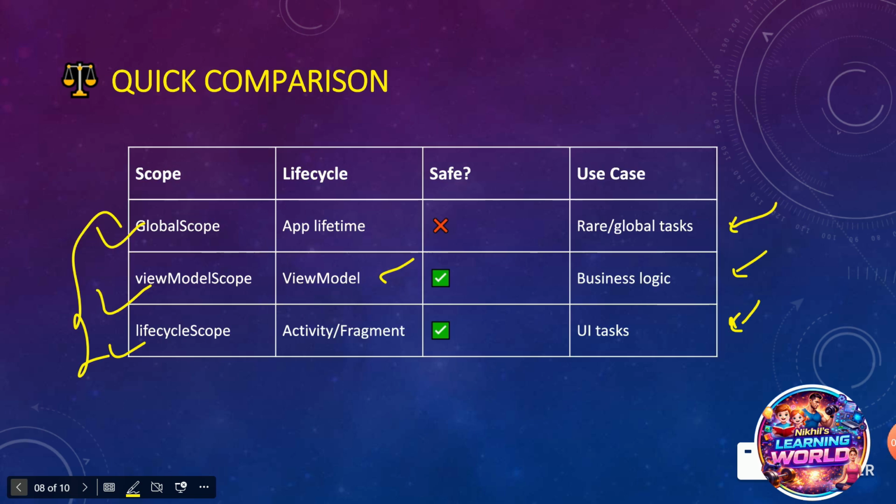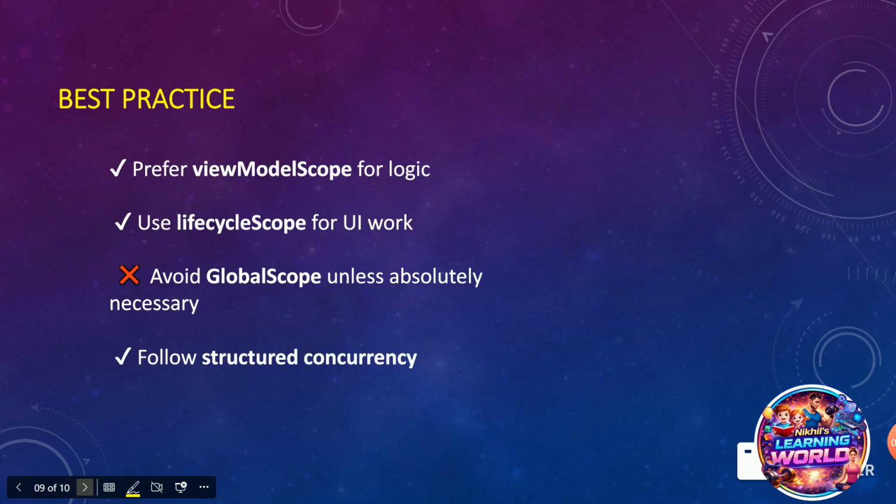The third one is lifecycle scope. It's about your activity and fragment. When your fragment or activity gets cancelled, the lifecycle scope is automatically cancelled. It's used for UI updates. Whenever you want to work with the UI, lifecycle scope is used, and it's auto-cancelled whenever your activity or fragment gets cancelled.